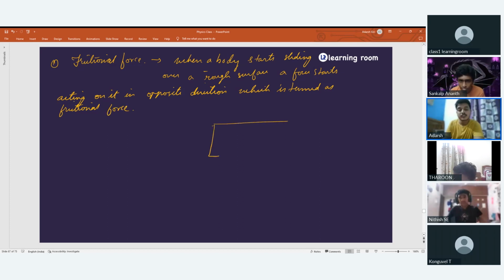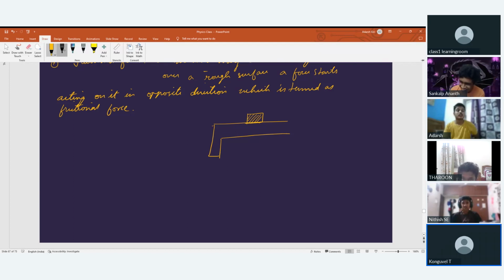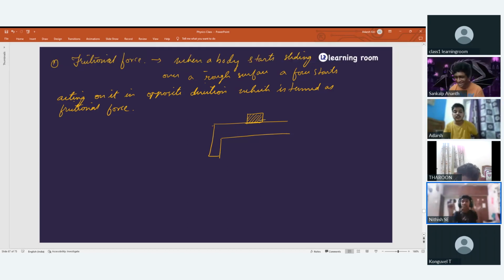So for example, let us say this. There's a table. On the table we have kept a block. Then what we'll do? We tilt one side of the table.